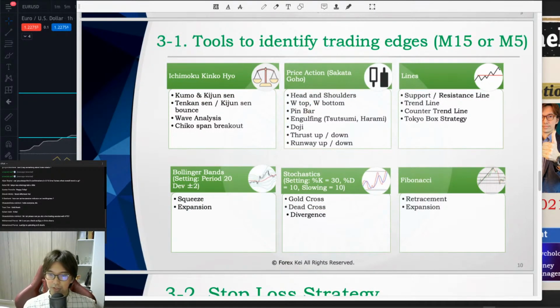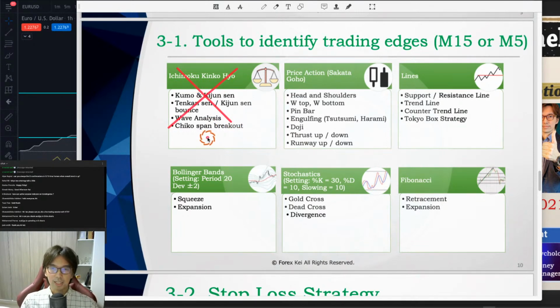So I use the Ichimoku, only some parts, the indication of Ichimoku, and also price action lines, Bollinger Bands, stochastics, and Fibonacci levels I use. For Ichimoku Kinko I hardly use, to be honest. So I think I will delete the Ichimoku Kinko on the next version. But the price action lines, Bollinger Bands, stochastics, Fibonacci, for sure I use these.